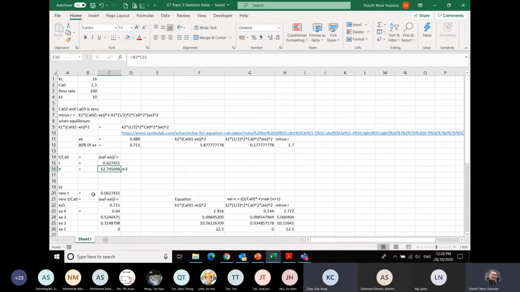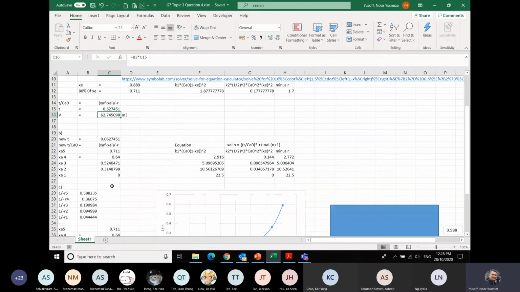Okay, so you've got the volume of one single large reactor, which is 62.7. All right, good. And then part B. The question in part B talks about how many tanks are needed to achieve the same conversion if the volume is changed. So the new tau is 0.062. How do you get this? Because he says that the volume is 1/10 of the size calculated in A.